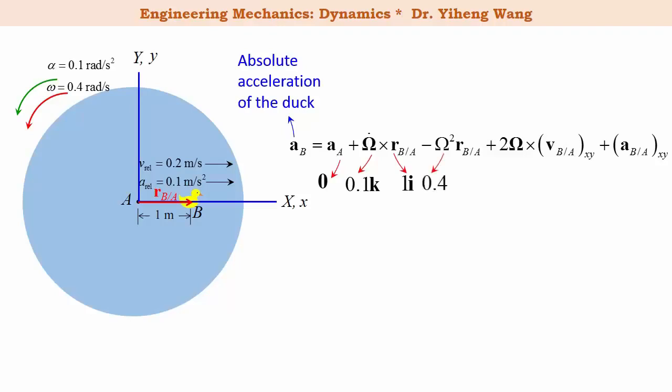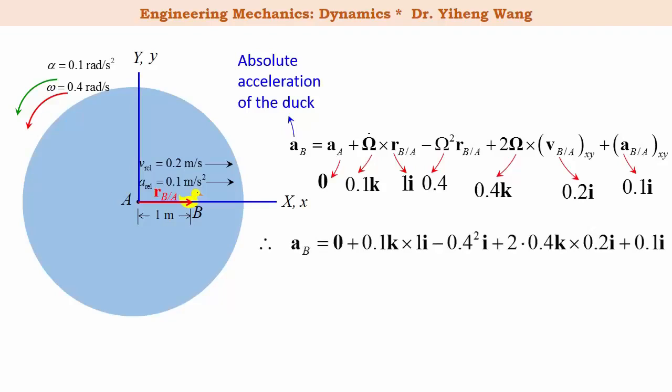Magnitude of the angular velocity vector, relative velocity of the duck, and relative acceleration of the duck. With all this information, we can determine the absolute acceleration of the duck.